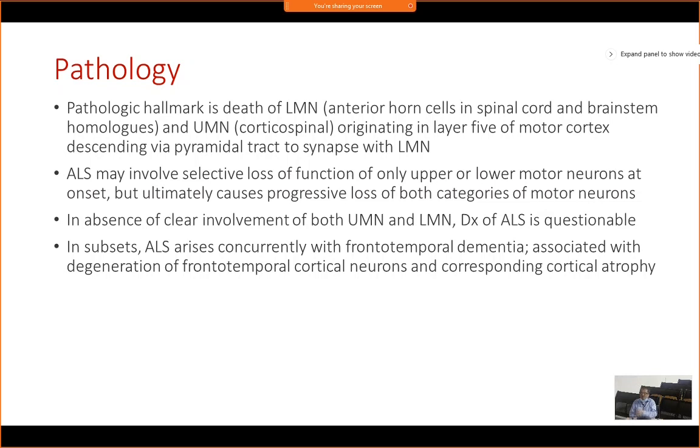If in an established patient with amyotrophic lateral sclerosis, you do not have findings of both upper motor and lower motor neuron involvement, then you should put the diagnosis in doubt. And in some subsets, amyotrophic lateral sclerosis arises concurrently with other forms of dementia, including frontotemporal dementia associated with degeneration of frontotemporal cortical neurons and corresponding cortical atrophy.